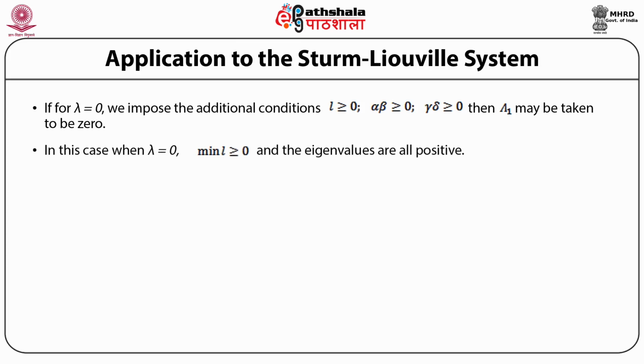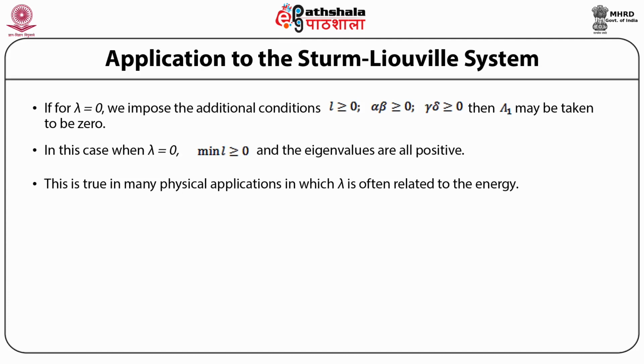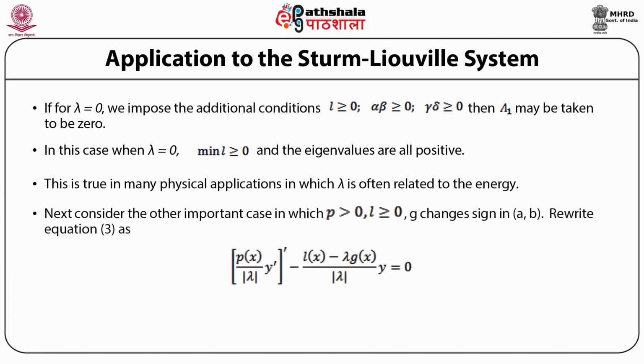In this case, when lambda is 0, minima L is greater than or equal to 0 and the eigenvalues are all positive. This is true in many physical applications where lambda is often related to the energy. Now consider the other important case in which P is greater than 0, L is greater than or equal to 0 and G changes sign in the interval a to b.